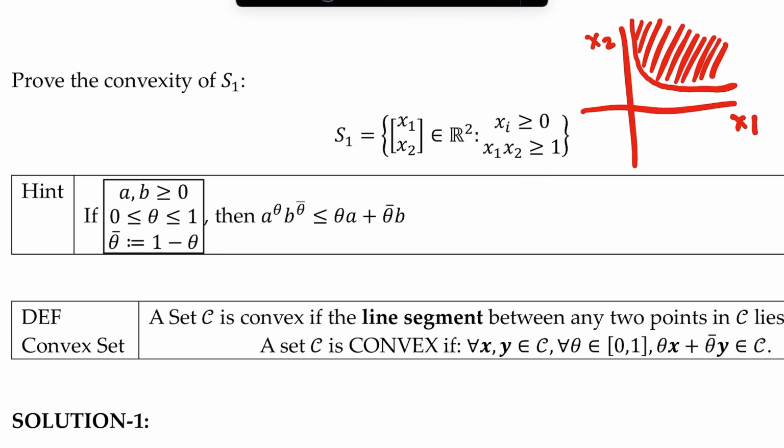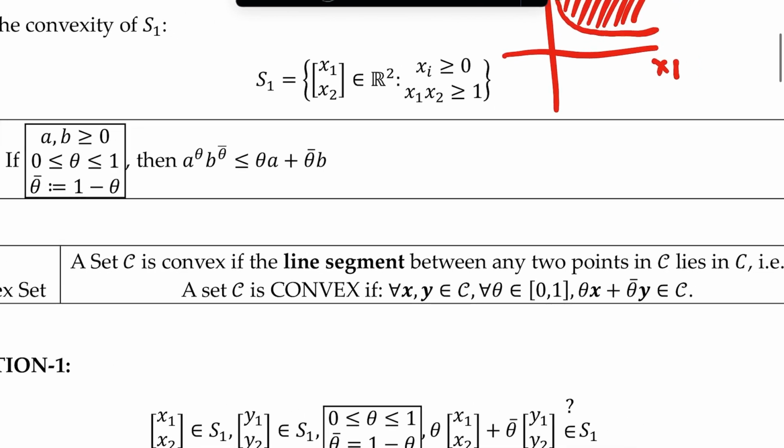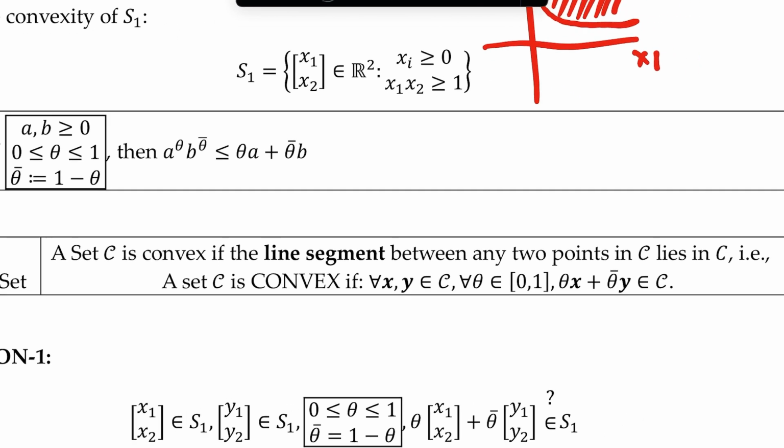So we need to prove the convexity of this given set. And how do we prove that? Before that, let's define what a convex set is. A set C is convex if the line segment between any 2 points in C lies in C. This is annoying, the typo here. I.e., a set C is convex if for all x and y in C, right?